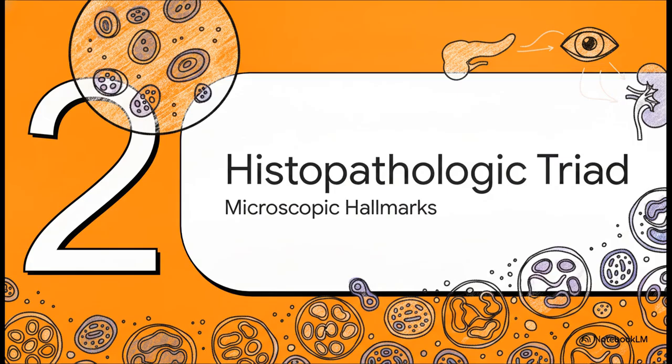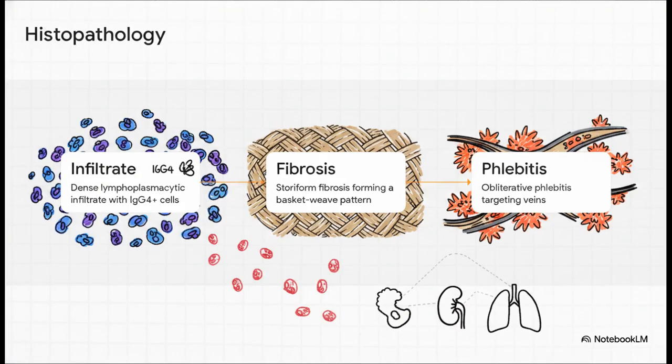Moving to part 2, the hallmark histopathologic triad. Now, we need to zoom deep into the microscopic level. Why? Because even though this disease looks totally different depending on the organ, say the pancreas versus the eyes, the pathology is the great unifier. To nail this diagnosis, you need 3 fundamental pillars. First up, a dense lymphoplasmacytic infiltrate that's just packed with IgG4 positive plasma cells.